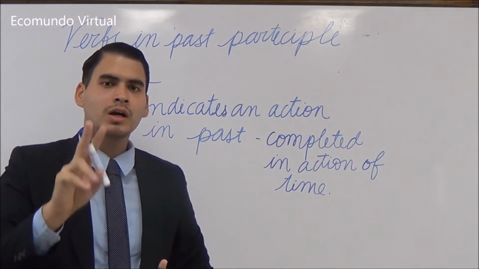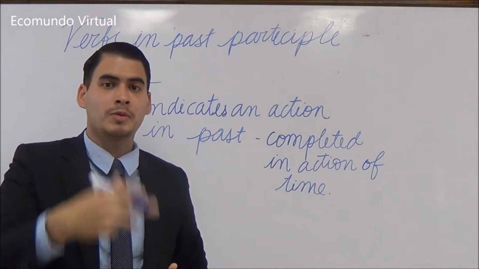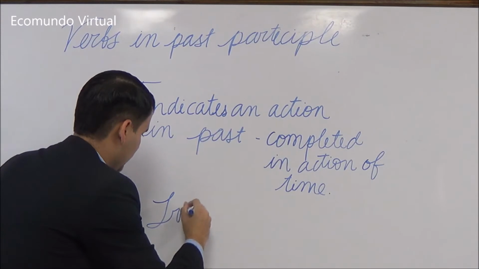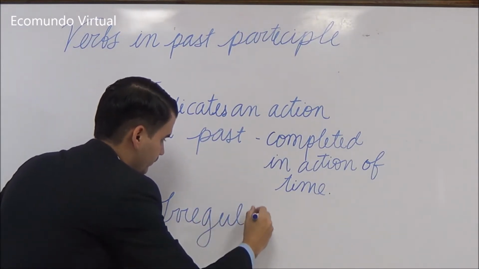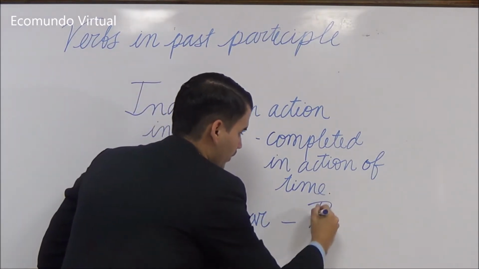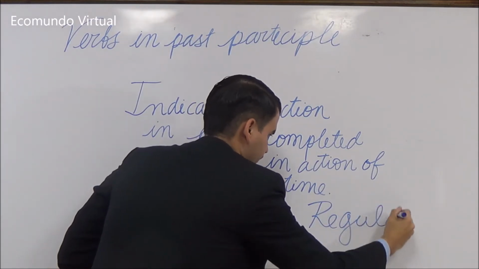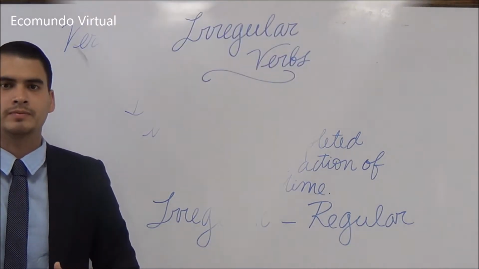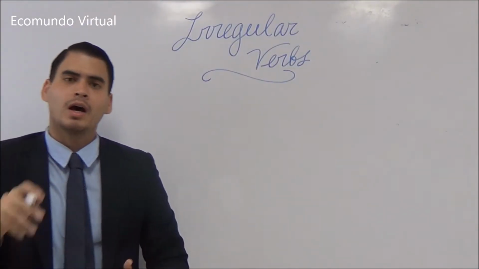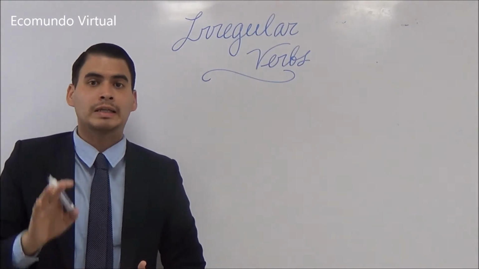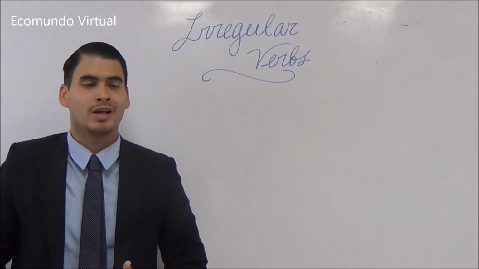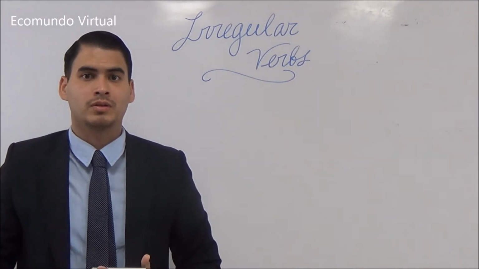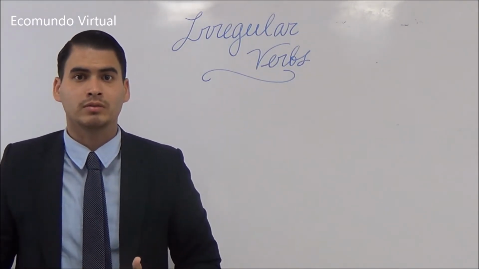Now, there are two kinds of verbs in past participle. The irregular and the regular verbs. And now we're going to identify the characteristics. Now, the irregular verbs. At the beginning of the year, I gave you a list of irregular verbs. There are like more than 1,000 verbs between regular and irregular.